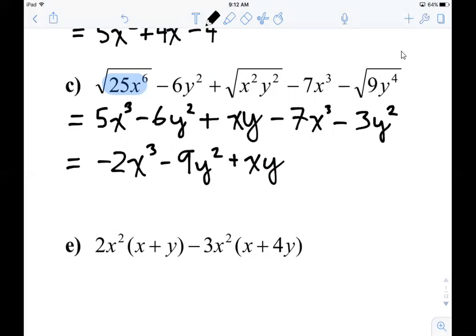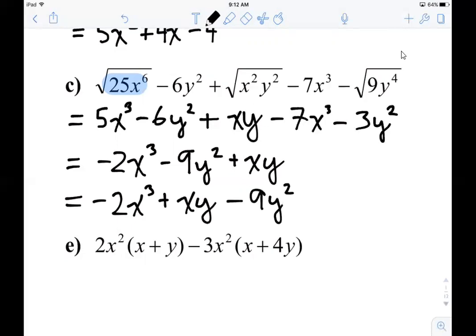Now, often though, just as a convention, if we have a mixture of variables, we often tend to separate them. So the y variable that's on its own in the second term there, we might write that term at the end. So you'll often see it written something like this in its final form, where the one that has a mixture of variables would go in the middle, and the ones that are just individual variables, like the x cubed and the y squared, those just can go on either end.